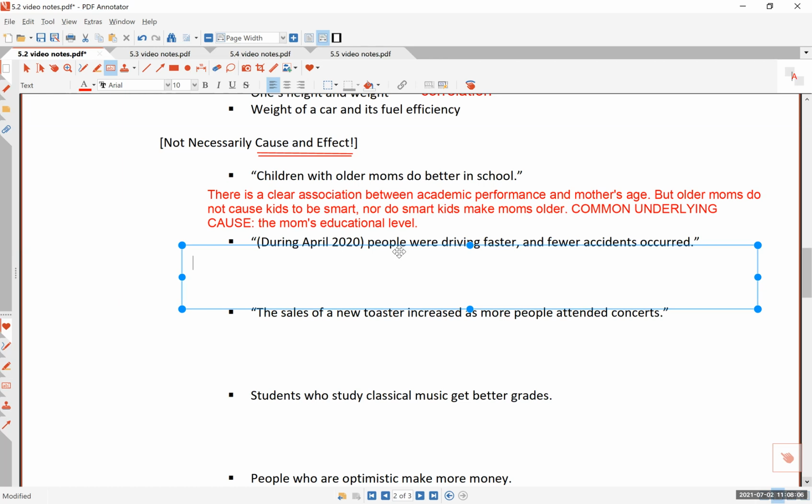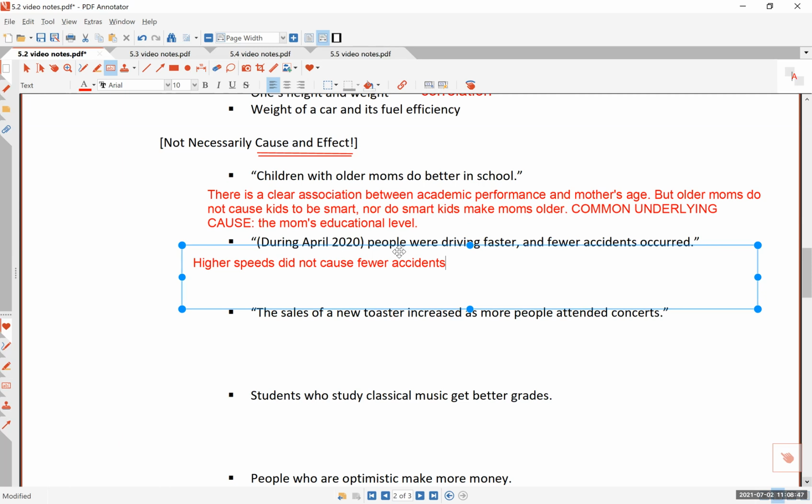And of course, if you lived in April 2020 anywhere in the world, you probably can figure out what was happening. Higher speeds did not cause fewer accidents. It is a gross mistake to say that people driving faster and fewer accidents were reported, and therefore I should drive faster to avoid having accidents. Maybe if I go fast enough, I can avoid all the accidents. No, that would be ridiculous. The other way is even more ridiculous: fewer accidents cause people to drive faster. No, no, no. There's no cause and effect in this association that is clearly observed.